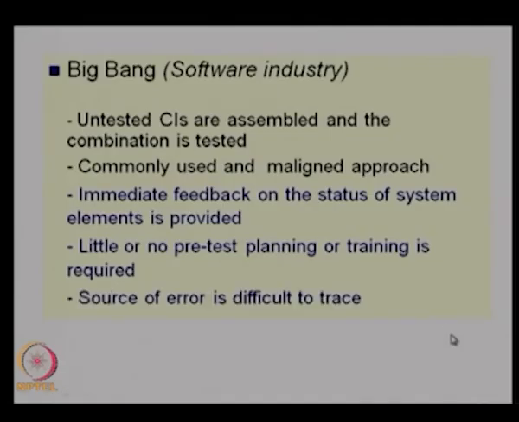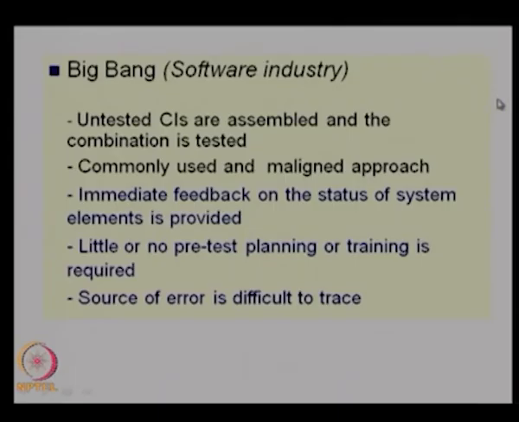And the major problem here is that the source of error is difficult to trace. Since we are not testing the configuration items or the smallest elements, there is no way to find out where the error actually came from. So, if the assembly is not working, we will assume that the problem is there in some of the CIs, but it is very difficult to say where the error actually happened. So, that is why the source of error is very difficult to trace in the big bang method of integration.